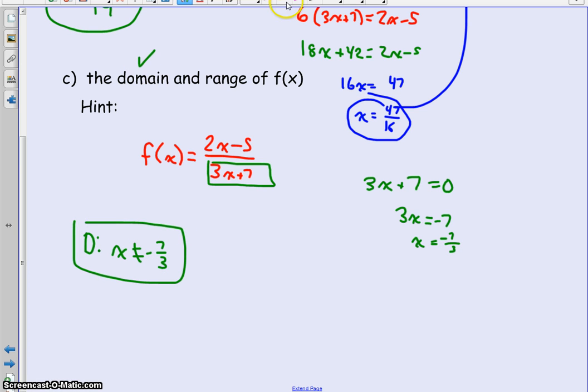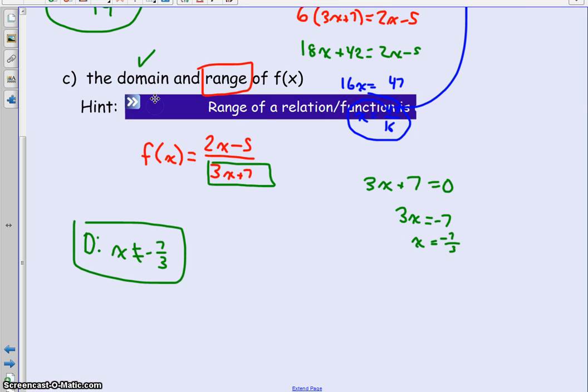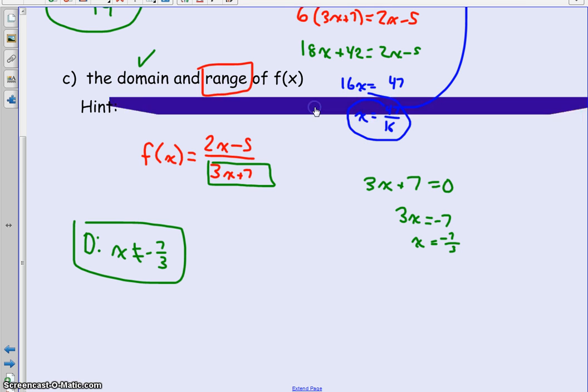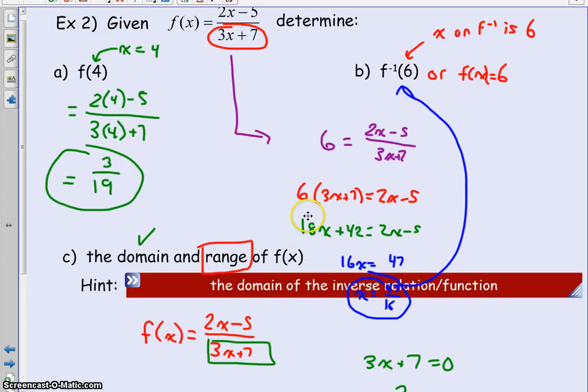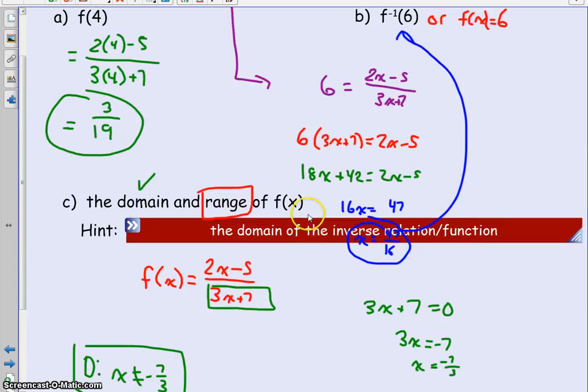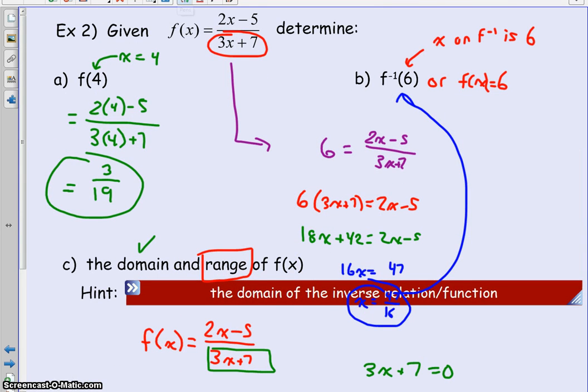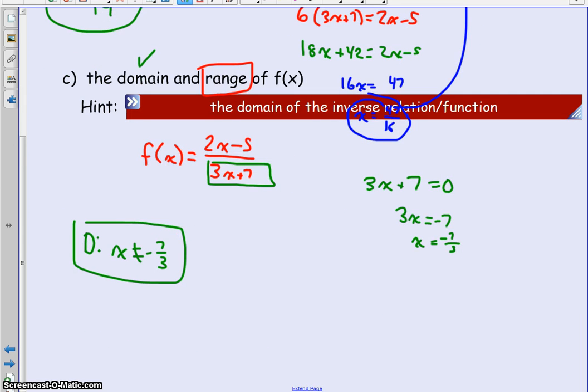But what about the range? We have no way of actually telling what the range of this function is unless we graph it, and we need another way of figuring that out. So one thing that might help you figure this out is knowing that the range of a relation or a function is equivalent to the domain of its inverse. So if we could find the inverse of this function and try and find the domain of that, that would actually help us find the range of what we started with. So let's see if we can figure out the inverse of this function.